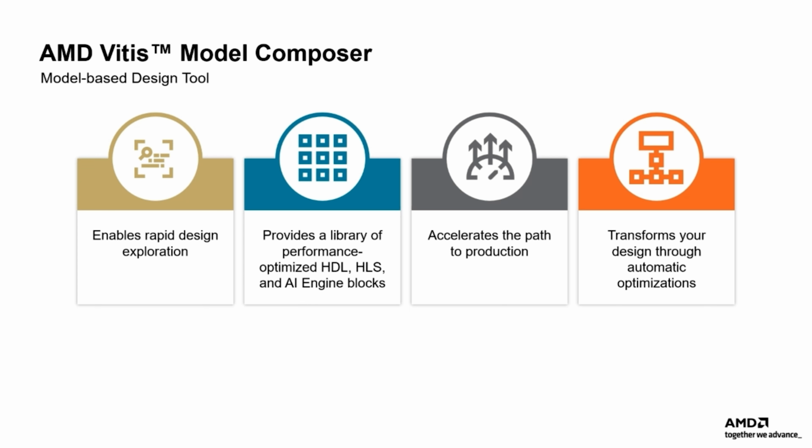This tool provides a library of performance-optimized blocks for design and implementation of algorithms on FPGAs and adaptive SoCs using HDL, HLS, and AI engine blocks. You can focus on expressing algorithms using blocks from these libraries as well as custom user-imported blocks without worrying about implementation specifics and leverage all the capabilities of the Simulink tool's graphical environment for algorithm design, simulation, and verification. Vitis Model Composer transforms your design to production quality implementation through automatic optimizations.